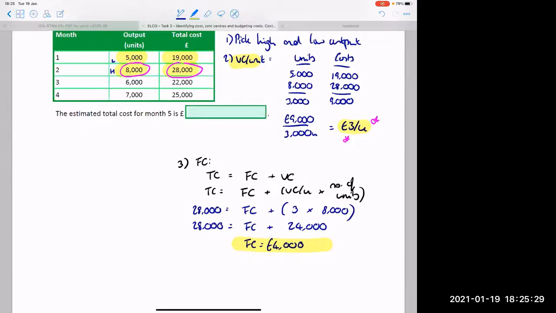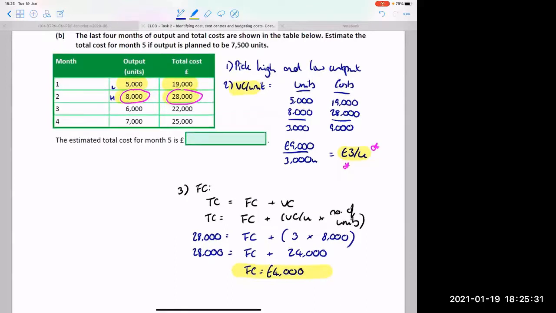So we're almost there. We haven't quite answered the question yet, because the question is asking for the total cost for month 5 if output is planned to be 7,500 units. The good thing is we can answer this now because we know what fixed costs are and we know what variable cost is per unit. Total cost equals fixed cost plus variable cost. Fixed cost, £4,000. We've just worked that out in step 3 down here.